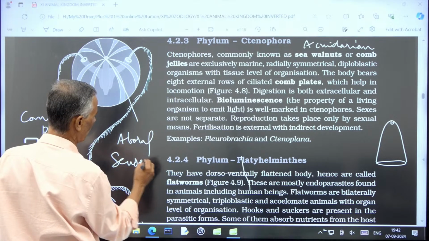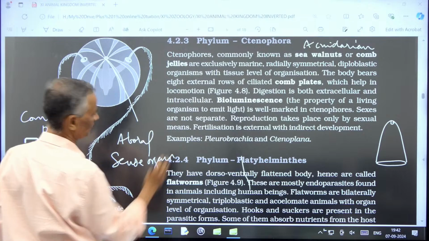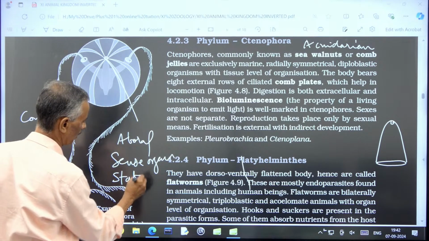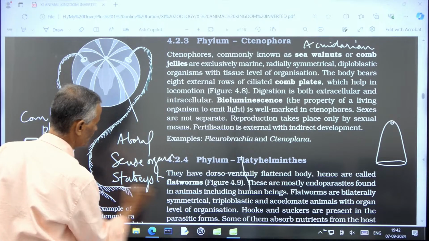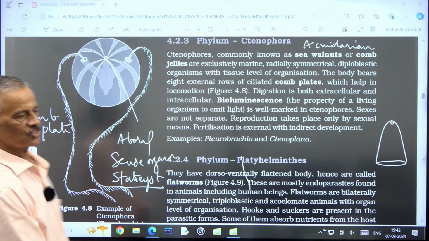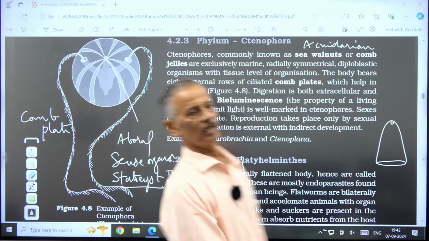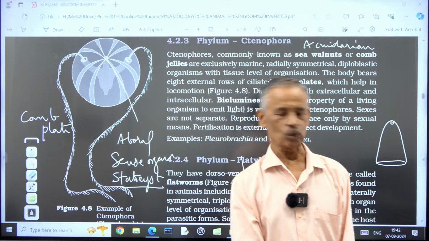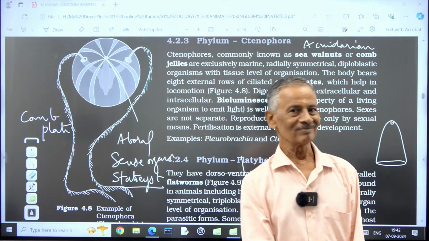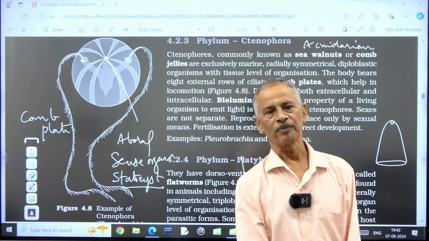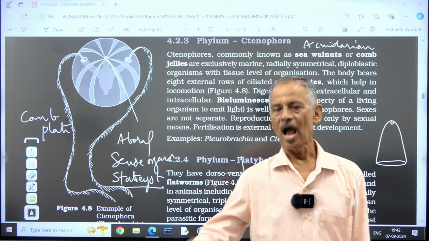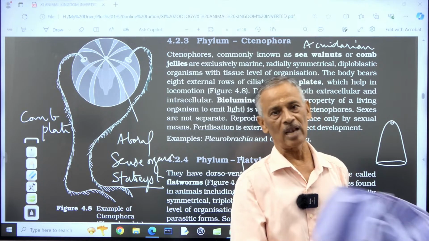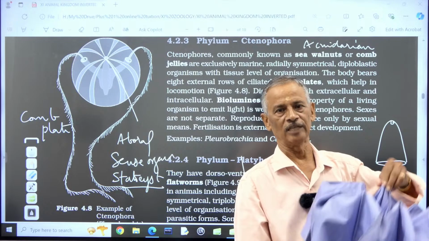What is this aboral sense organ? This aboral sense organ is a statocyst. It is a structure helping in maintaining the equilibrium. When the animal is moving, it should not turn upside down. And the equilibrium must be maintained. The organ needed for that is the aboral sense organ. What is aboral? Opposite of oral. I will be explaining that term again.